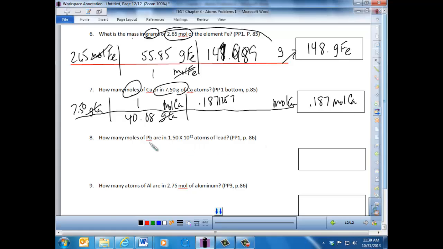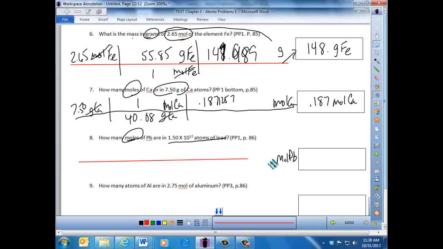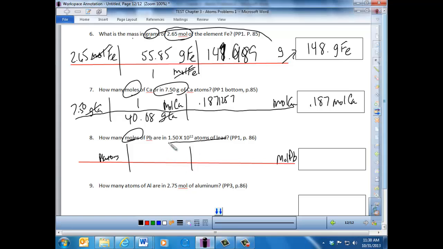Okay. Here, same thing. It says how many moles of lead. So we're looking for moles of lead. This is the answer unit, moles of lead. The given unit is atoms of lead. So we're going to take our lead atoms and convert them to moles of lead.